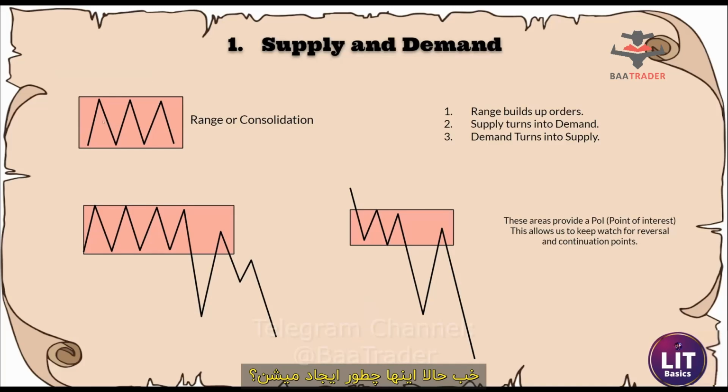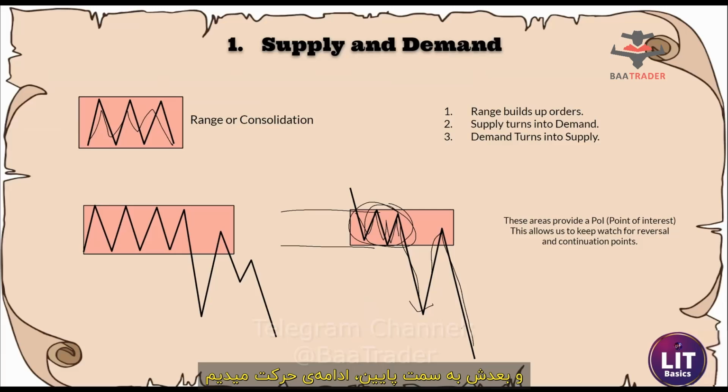So how are these created? Well, let me just get out my little drawing tool. You've got, first off, your range or consolidation. Maybe this is coming in from another demand and this is being created. And so here we're creating supply. We break out of that, collecting all the orders, come back to it, and then continue downwards.